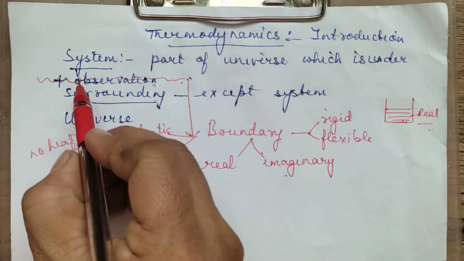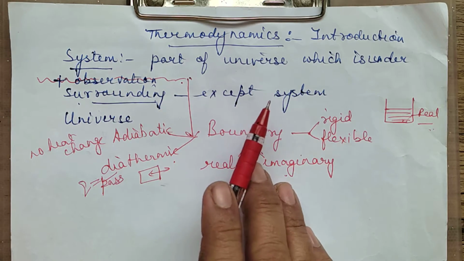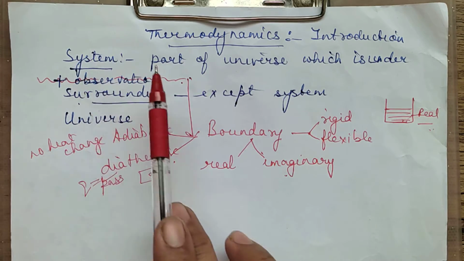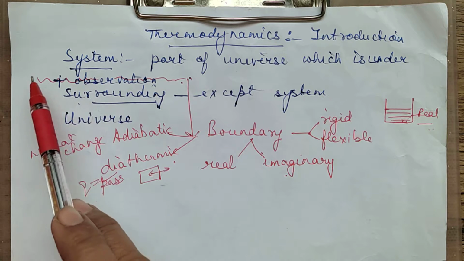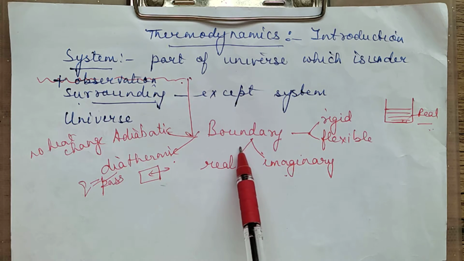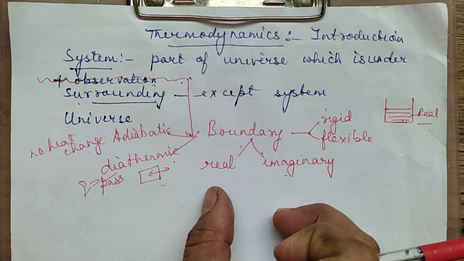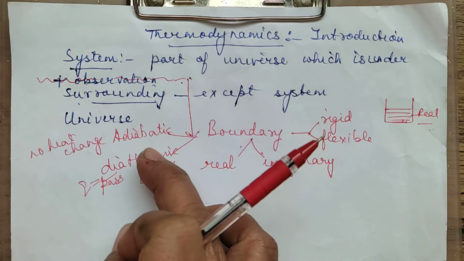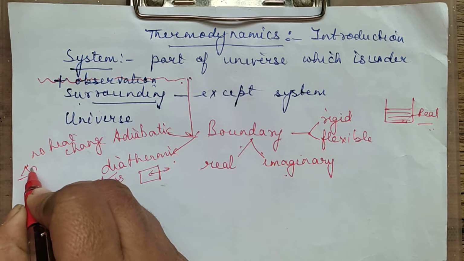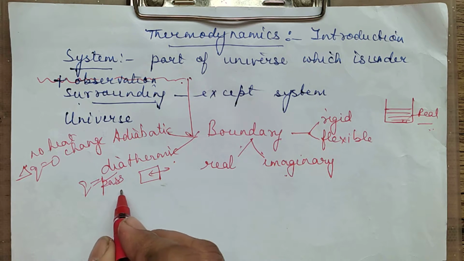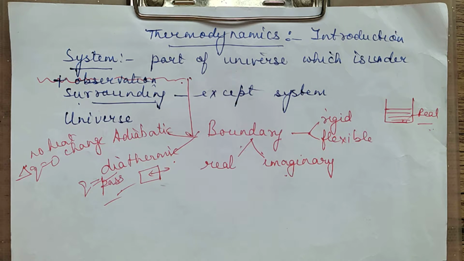So far what I told you: what is system? That part of the universe under observation. Other than system, remaining all the things, that is surrounding. System plus surrounding put together is universe. And between system and surrounding, there is a boundary. Boundary can be of three different types: rigid or flexible, this is one category. Second category, real or imaginary. Third category, diathermic or adiabatic. Adiabatic means no heat change, that means the change in the heat is zero. In this case, the change is there, right?